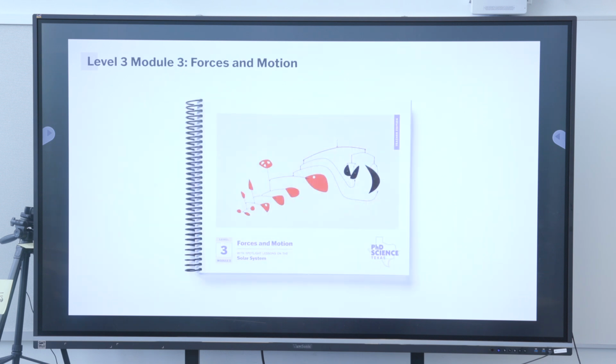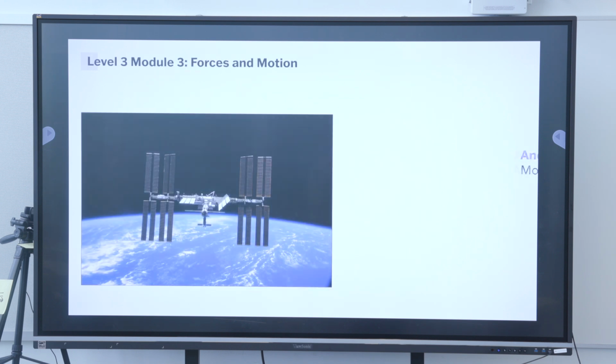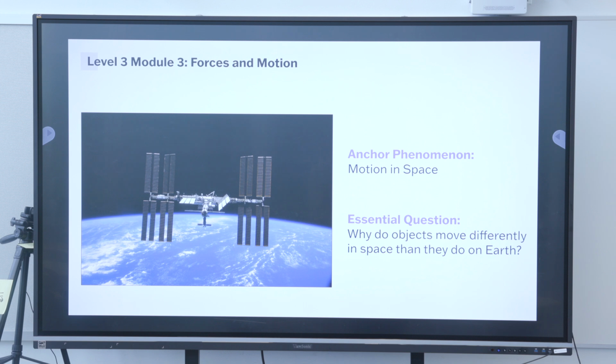Module 3 provides students further knowledge-building opportunities to extend what they learned in Modules 1 and 2. In Module 3, students explore forces and motion with spotlight lessons on the solar system. The anchor phenomenon engages students to explore motion in space by examining how objects move in space. As Level 3 students explore patterns of motion on Earth, they are guided by this essential question: why do objects move differently in space than they do on Earth?